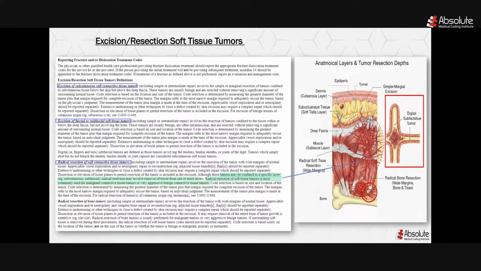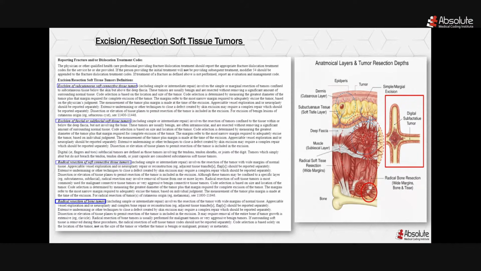And finally, let's move on to the last category. That is radical resection of bone tumors. In these cases, the tumor growth may be so extensive that it requires removal of the entire bone, such as a clavicle, for example. And here also, the radical resection of the bone tumor is typically performed for malignant tumors or very aggressive benign tumors. So remember, coders, the deeper and more aggressive the tumor, the more extensive the resection required.